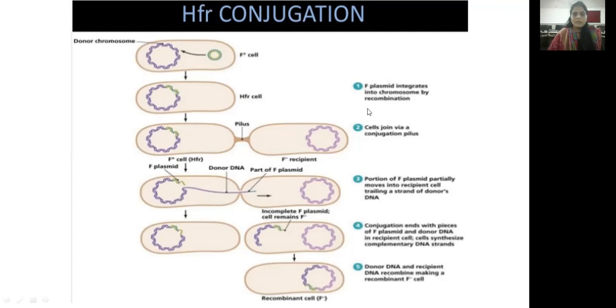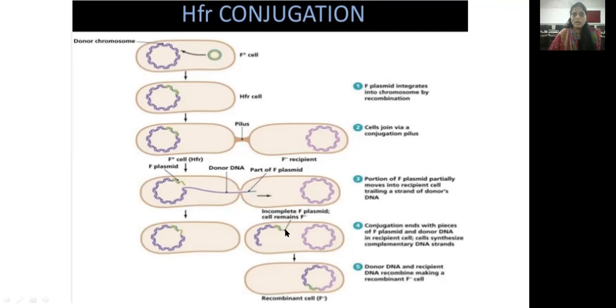Then a portion of the F plasmid partially moves into the recipient cell. Conjugation ends with pieces of F plasmid and donor DNA in a recipient cell. The cell synthesizes the complementary DNA strand, and at the end, donor DNA and recipient DNA recombine, making a recombinant F negative cell. So here, complete transfer does not occur. Some portion of the F plasmid and some portion of the host chromosome is transferred to the negative cell, and that gets replicated and is converted into double-stranded DNA.